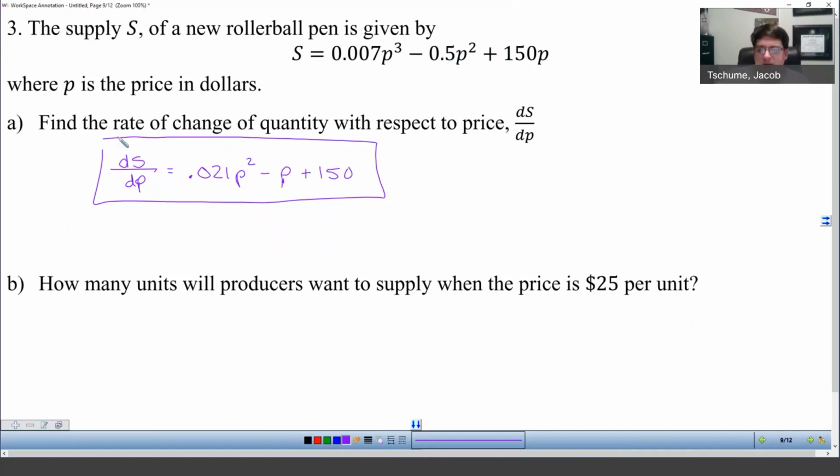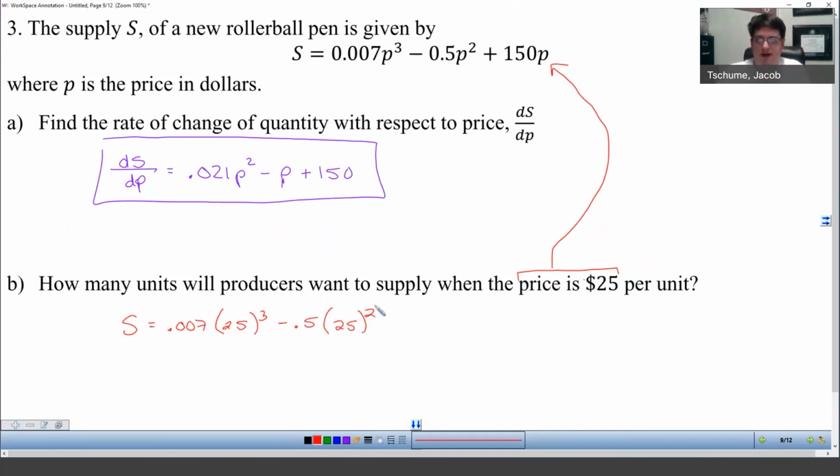Part B says, how many units will producers want to supply when the price is $25? Now, it doesn't mention anything here about rates of change. So this price of $25, you're not going to plug into the derivative. You're actually going to plug it into the original problem. So S would actually equal 0.007 times 25 cubed minus 0.5 times 25 squared plus 150 times 25.